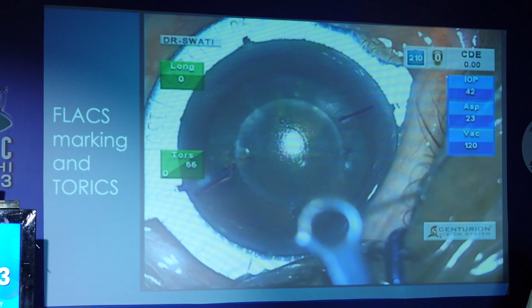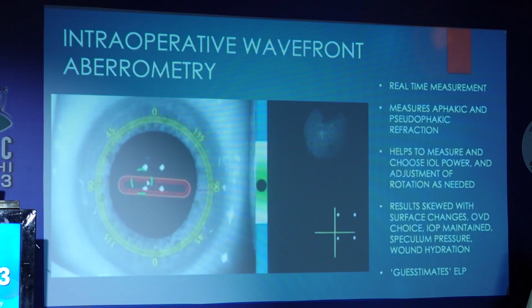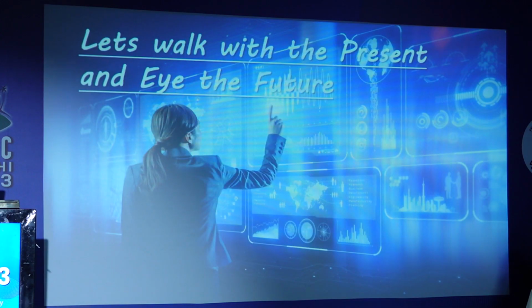And these corneal femto marks also help in the post-operative period to see whether there's any IOL rotation. So coming to the intraoperative wavefront aberrometry, it's a real-time measurement, measures the aphakic, pseudophakic refraction, and helps us to choose the IOL power. But again, the results can be skewed with surface changes, OVD choice, IOP, speculum pressure, and finally it again guesstimates the ELP. So I would like to sum up with, let's walk with the present and eye the future.